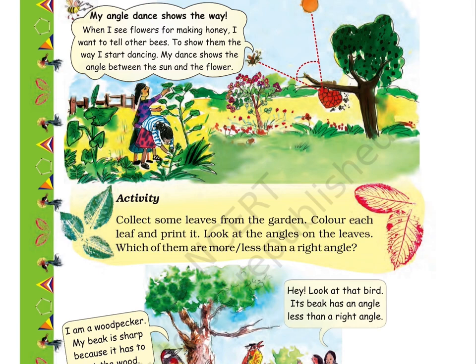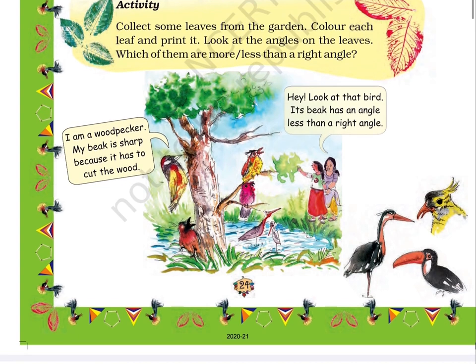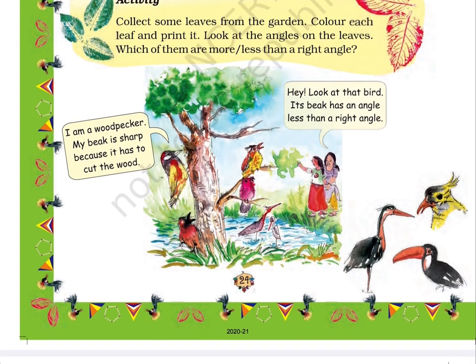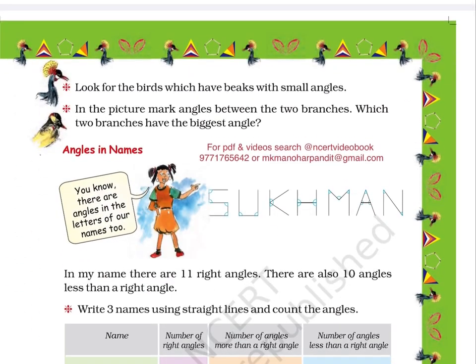The first one is woodpecker that tells us, "I am a woodpecker. My beak is sharp because it has to cut the wood." The girls are talking among themselves. Hey, look at that bird. Its beak has an angle less than a right angle. Page 25. Look for the birds which have beaks with small angles.